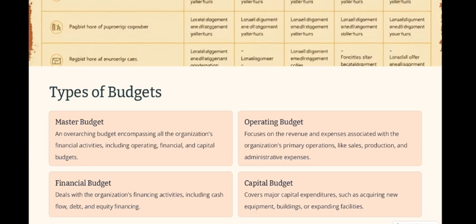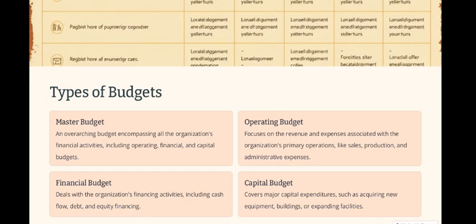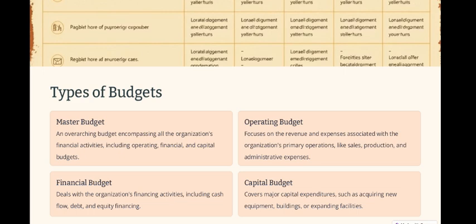Capital budget covers major capital expenditures such as acquiring new equipment, building or expanding facilities. So capital budget mainly focuses on the development of assets of a country, of a company. Okay, so this will include equipment like loose tools, livestock or books, etc., and in buildings and their expanding facilities. So these are the types of budget.